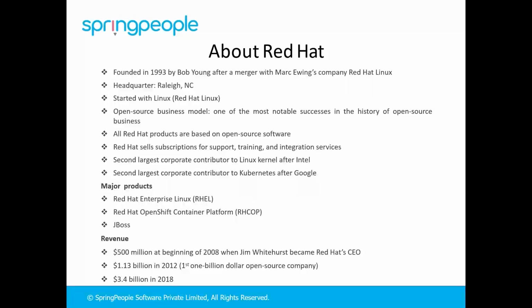Red Hat sells subscriptions for support, training, integration services, and all the products that they have. They are the second largest corporate contributor to Kubernetes after Google. Google is the first because Google created Kubernetes as a project, but the second largest contributor is Red Hat itself. The major product of Red Hat is RHEL, an operating system that I use daily, and everybody probably uses in production environments too. There are multiple flavors of Linux, but all of them are being used.